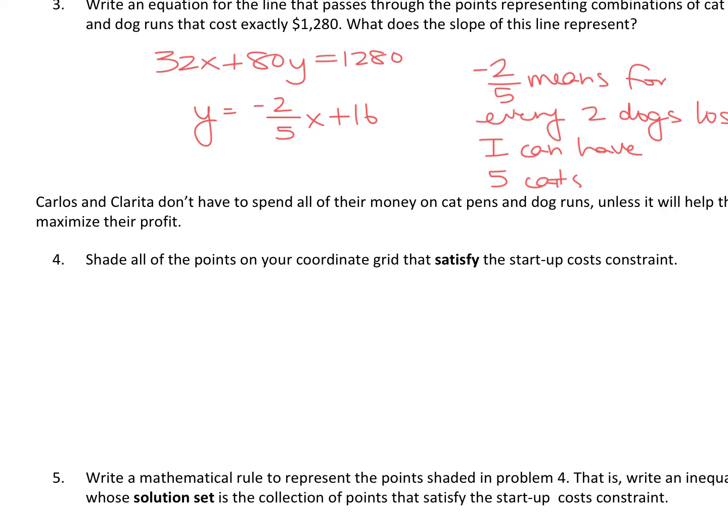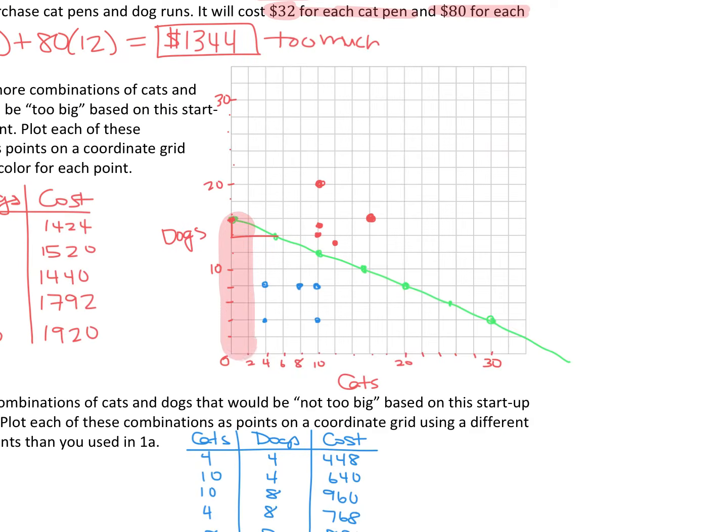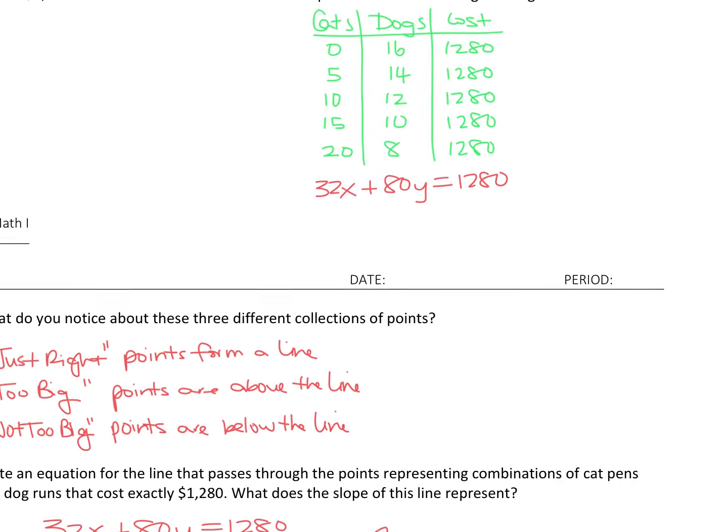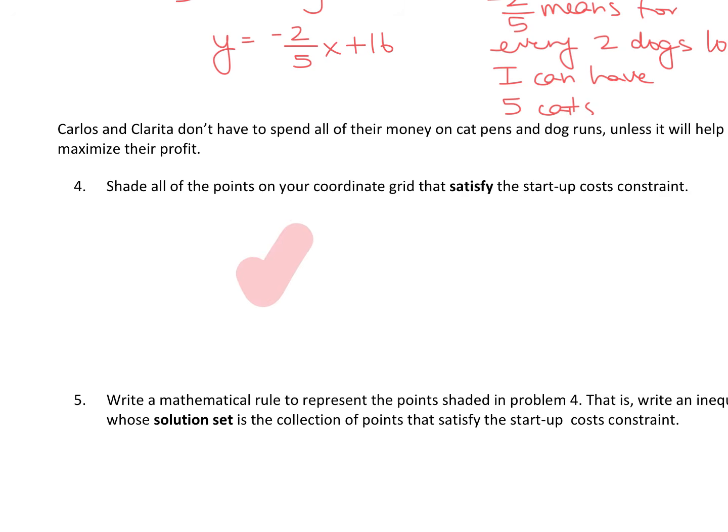All right, let's look at part 4. Shade all the points on your corresponding grid that satisfy the startup costs. Awesome. So we're going to go to the grid and we're going to shade where we have all the points that work. So I think the shading is going to be down here. These are all the ones that work. They satisfy the startup cost constraint. Okay, so that one's easy. So that is number 4. It's done.